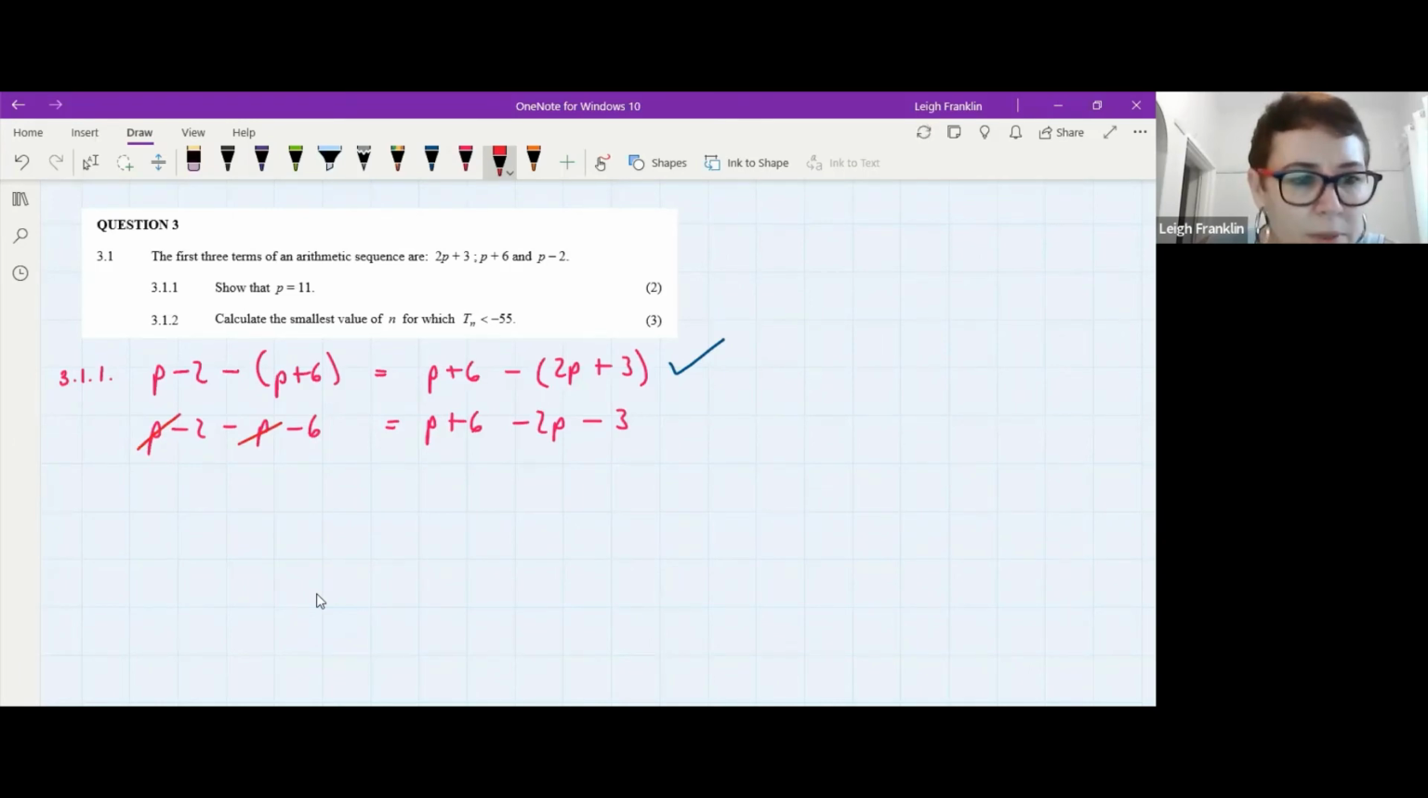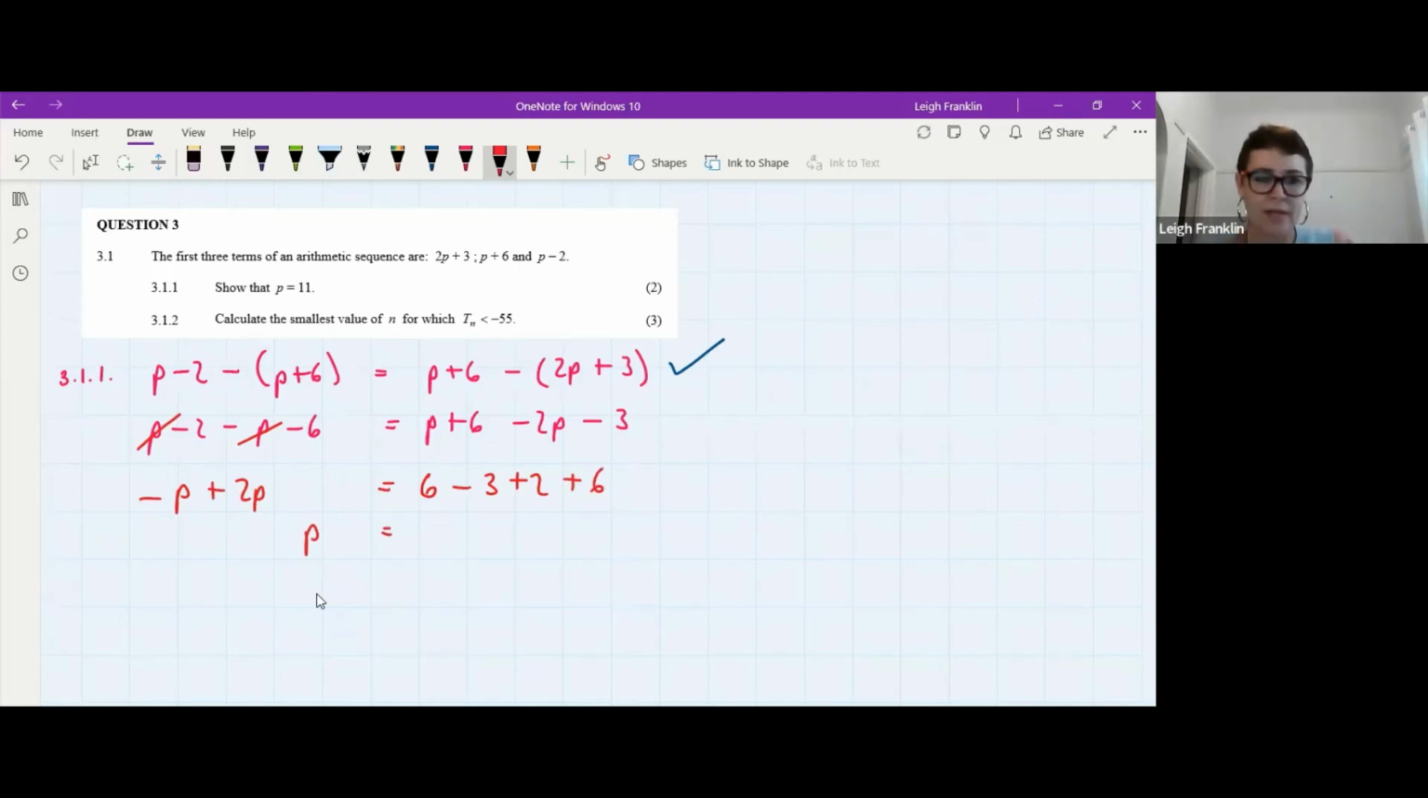P minus 2P, so that would be minus P plus 2P. I'm just changing the signs. And then I'm going to bring down the 6. I'm going to bring down the minus 3. I'm going to bring across the 2. And I'm going to bring across the 6. So this leaves me with just P on the left-hand side, and then 6 plus 6 is 12, and 12 minus 3 is 9, and 9 plus 2 is 11. Are you happy with that? Okay, so that's how we have shown that P equals 11.